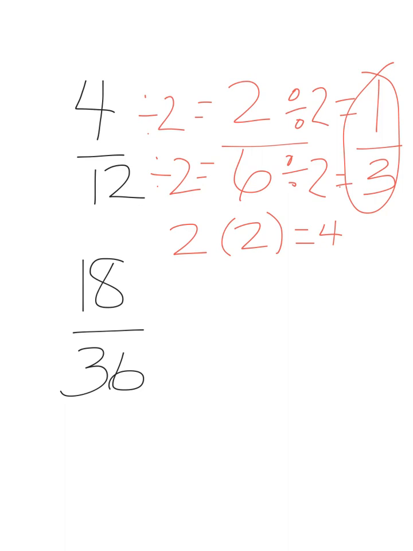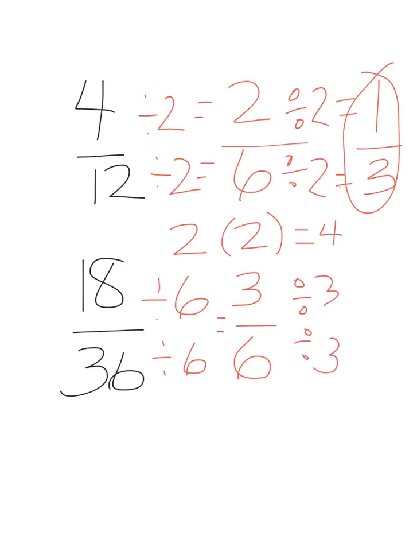Let's pretend I realize 18 and 36 can both be divided by 6. Say that's the first one that comes to mind. So when I do that, I get 18 divided by 6 is 3. 36 divided by 6 is 6. But now I realize, well, 3 and 6 can both be divided by 3. So I have to do a second step. 3 divided by 3 is 1, and 6 divided by 3 is 2. So now 1 and 2 can only be divided by 1, so I'm at my final answer.